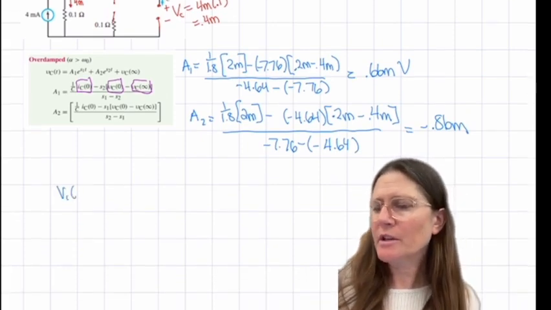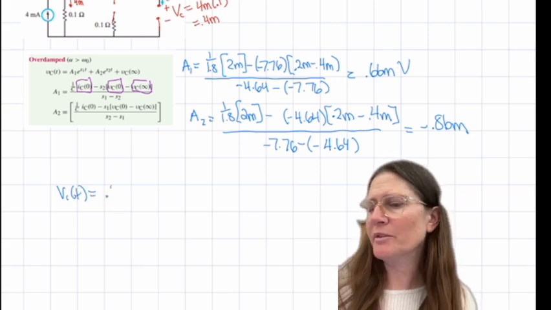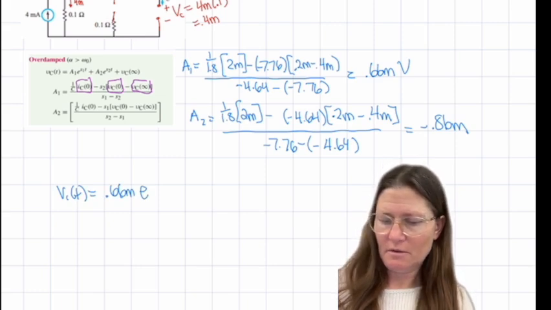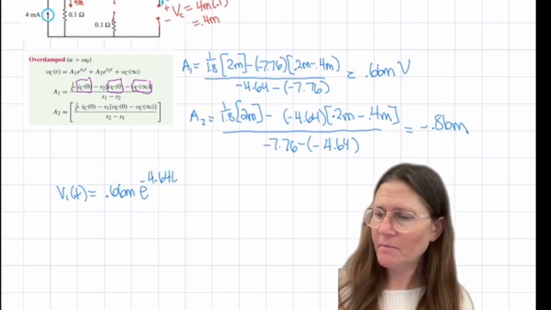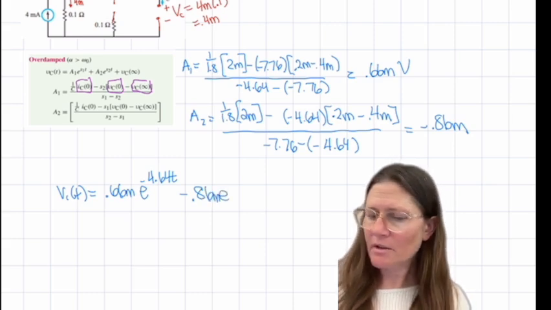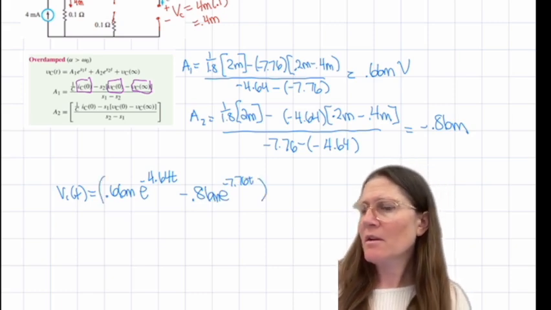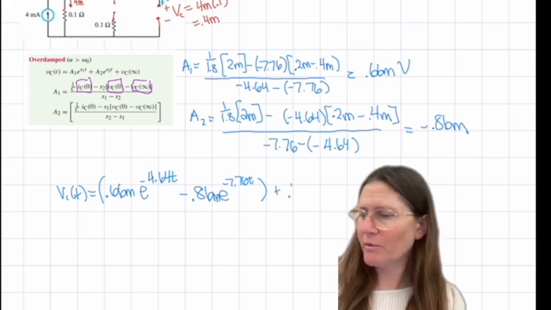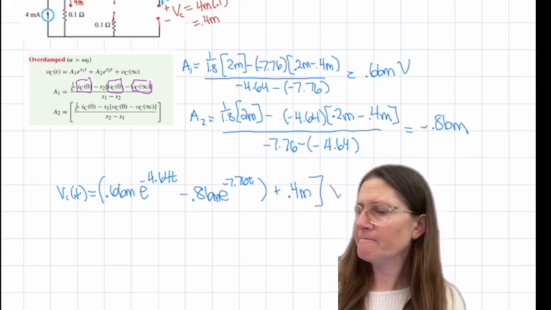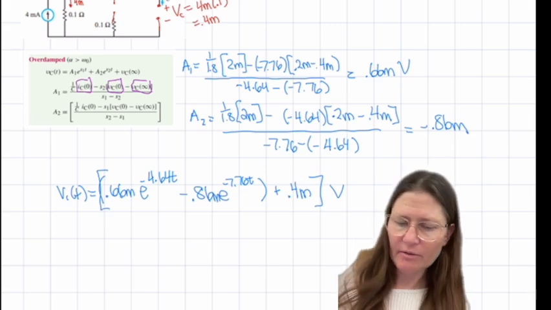So VC of T, we plug into the equations of this one, 0.66 milli, E to the minus 4.64 T minus 0.86 milli, E to the minus 7.76 T, and then plus 0.4 milli. And these are all in volts. So this gives us our VC of T.